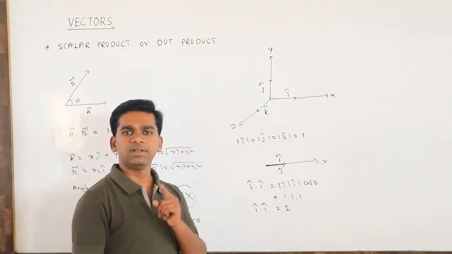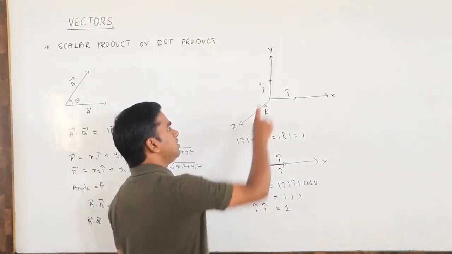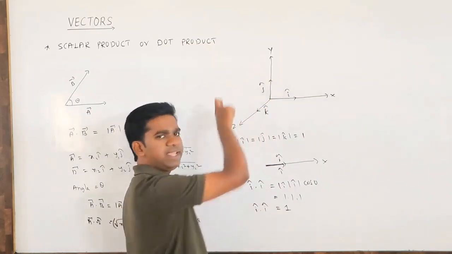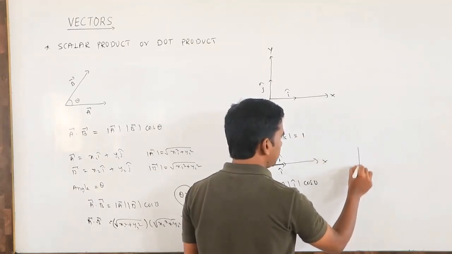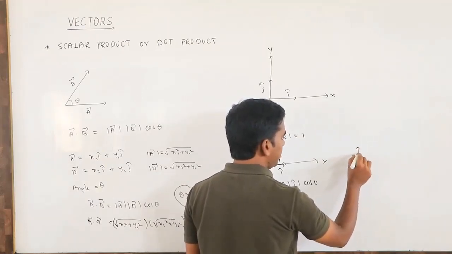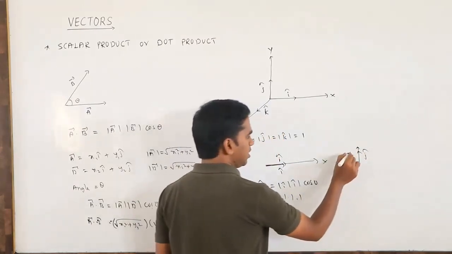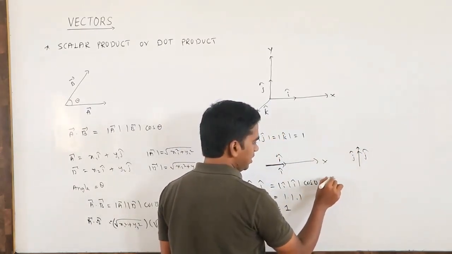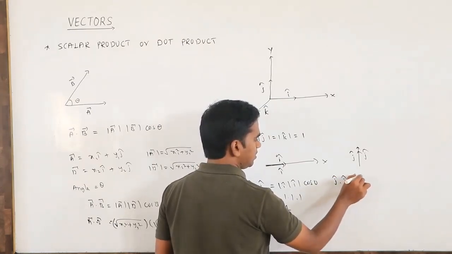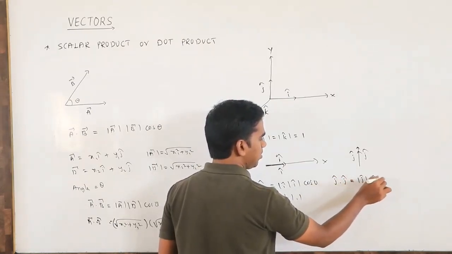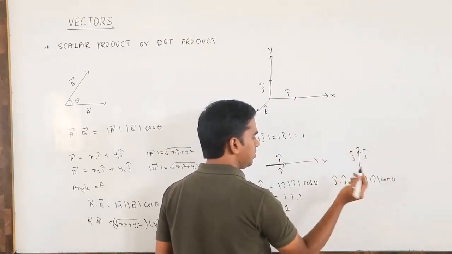i cap dot i cap is always going to be 1. Then what about j cap dot j cap? It means I will take both along this direction only. So this is j cap and the other is also going to be j cap only. So what is j cap dot j cap? It is magnitude of j cap, magnitude of j cap, cos of the angle between them. Both are in the same direction, so the angle is going to be 0 only.